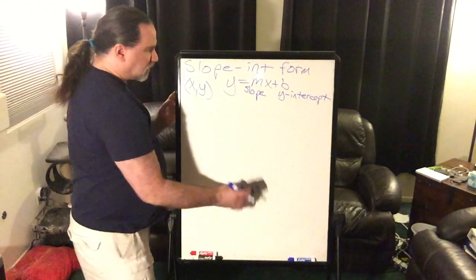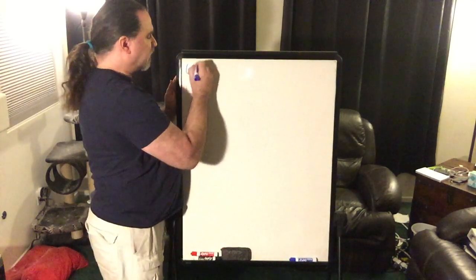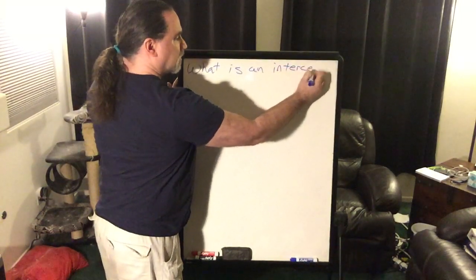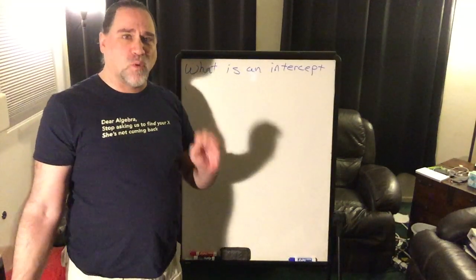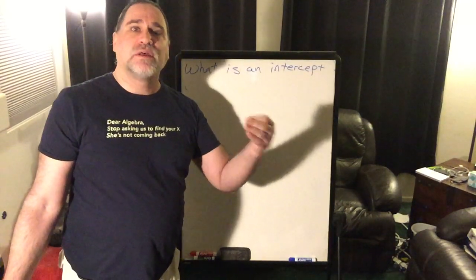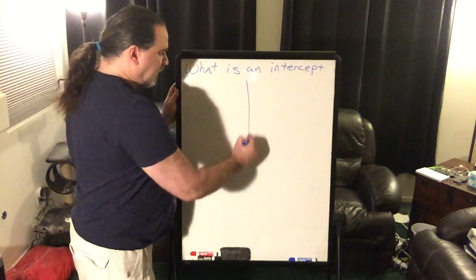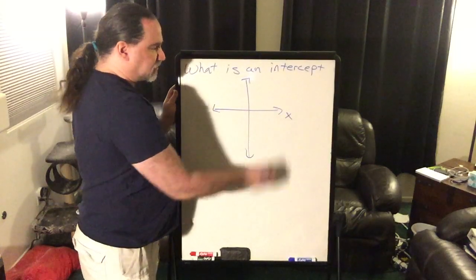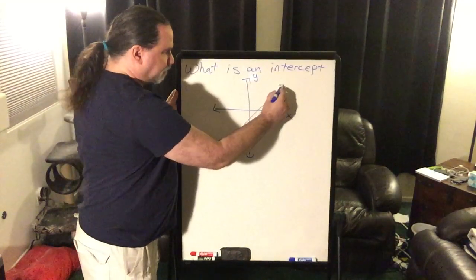So let's talk about intercepts for a moment. What is an intercept? An intercept is the point on a line that is also on the axis of which we are speaking. So if we have ourselves a little graph here, there's the x-axis, there's the y-axis, and we draw ourselves a little line.